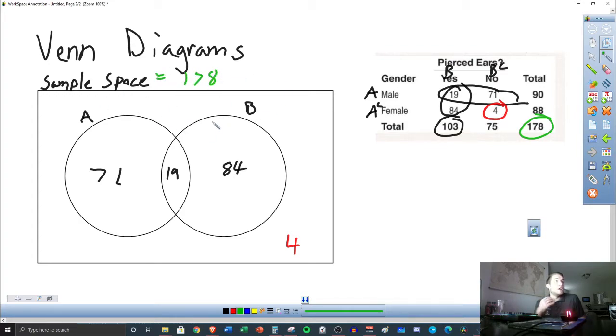So there's 178 individuals, and we've broken them into these 2 events. That's very important, understanding how to display these sample spaces. And now we can answer questions from these Venn diagrams.